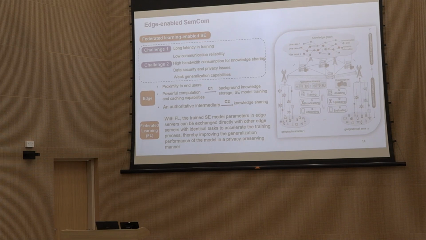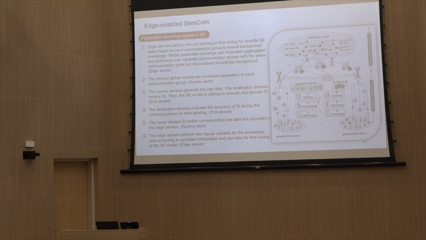So for the edge, we provide the proximity to end users, powerful computation and caching capability for background knowledge storage, sharing, and semantic extraction model training. Edge computing can provide an authoritative intermediary for knowledge sharing. Federated learning offers the trained semantic extraction model parameters at the edge server. So this can be exchanged directly with other edge servers with identical tasks. It will accelerate the training process, improving the generalization performance of the model, and of course it can preserve privacy because in federated learning, only the model parameters will be exchanged, but not the raw data themselves.